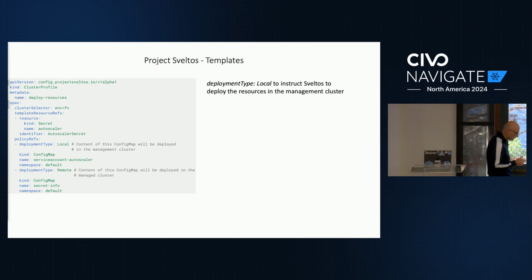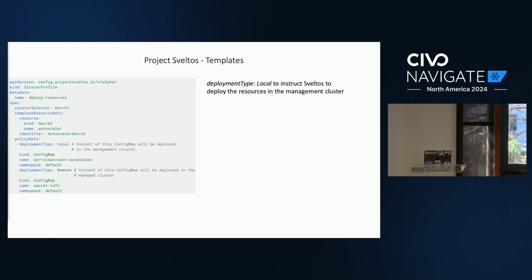On top of the fetching resources from the management cluster, you can also ask Sveltos to deploy resource to the management cluster itself. Sometimes maybe, I don't know, an example, you may want to create a resource in the management cluster before you deploy something else in the managed cluster. And so you can tell Sveltos to do that. If you see there is this deployment type, local means that Sveltos is going to take the content of this config map and deploy in the management cluster. While the content of this config map here, because the deployment type is remote, is going to the managed cluster.